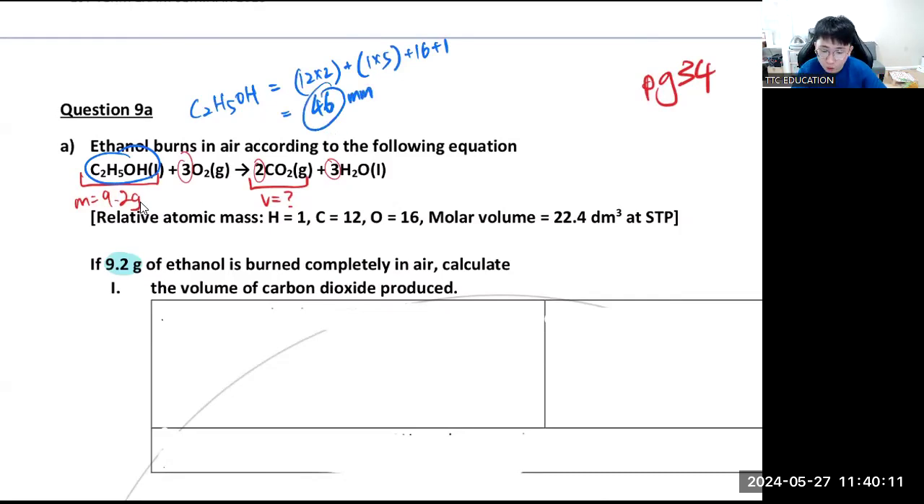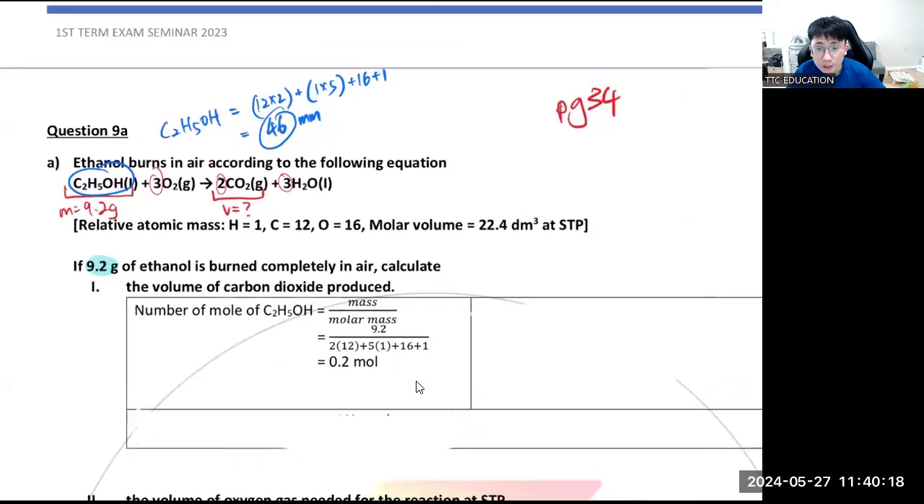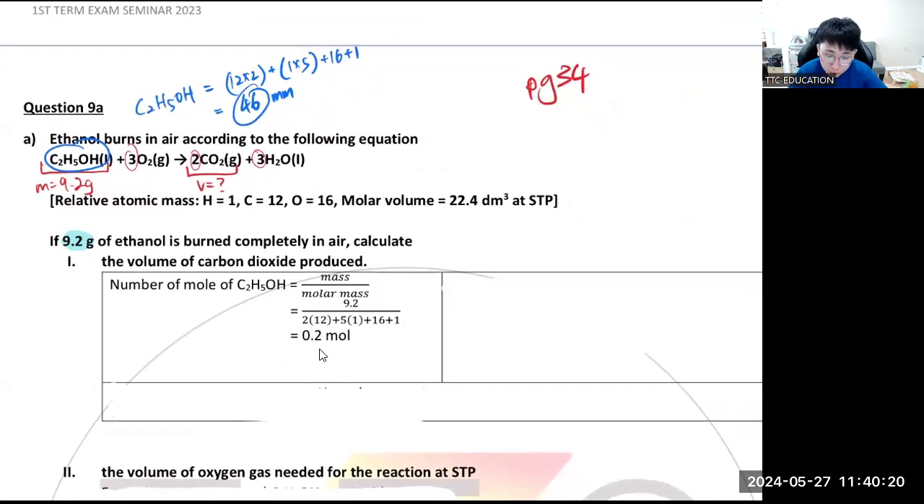So that's how you see from here. I take 9.2 over the 46. 9.2 over 46, you get your 0.2 mole. So what happened here is you get the number of mole. It's for the ethanol. You see, this number of mole is for ethanol only.